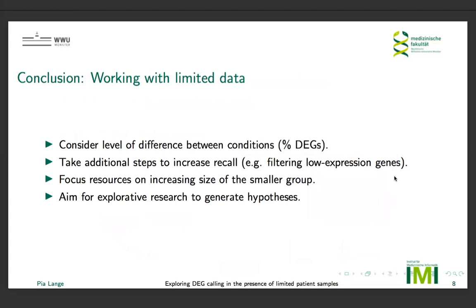So, at last, let's conclude some tips for working with limited data. First, consider the level of difference between conditions. Comparisons such as cancer versus control with more than 30% DEGs should be safe, whereas be careful with comparisons of smaller differences with similar conditions. Then one should probably take additional steps to increase recall, such as filtering low expression genes.